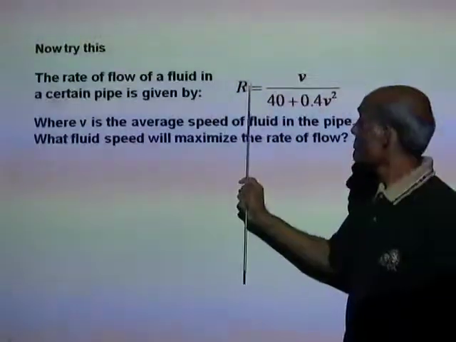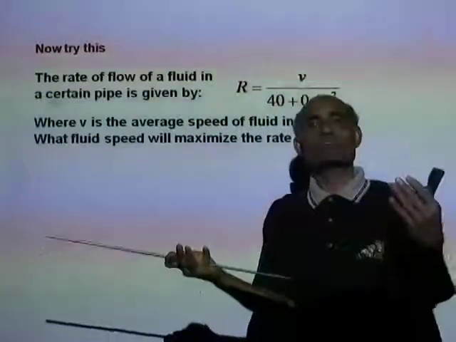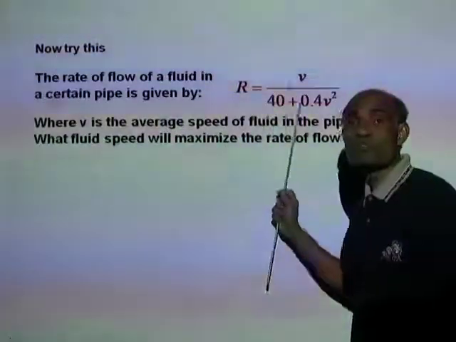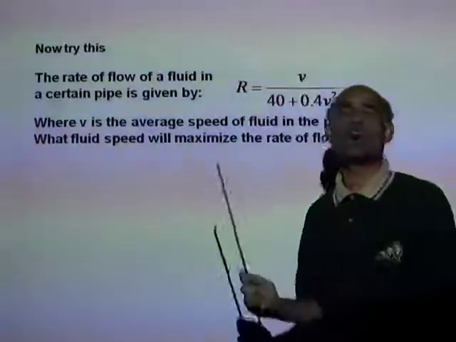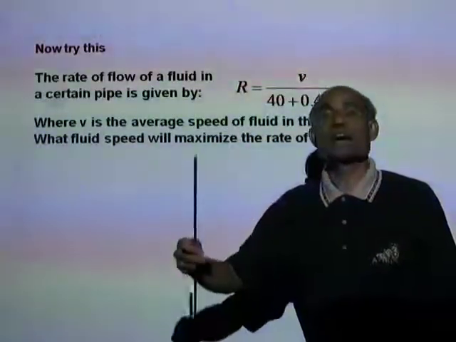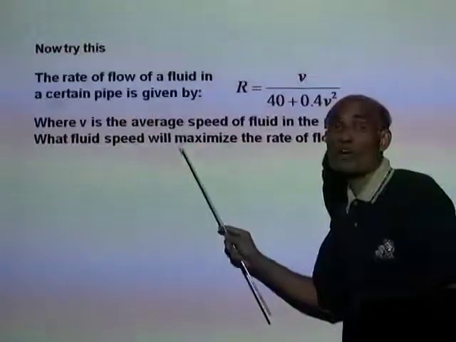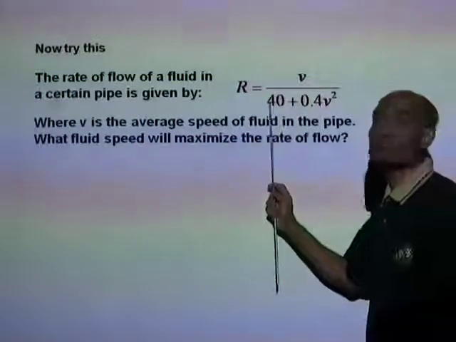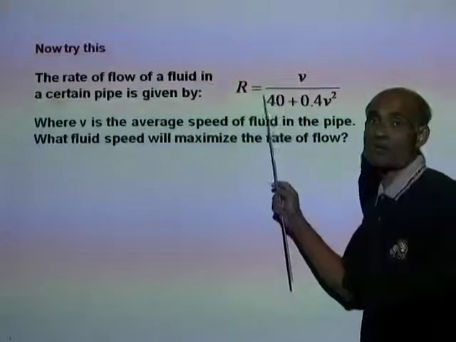Well, here R is given as a function of V, so you don't need to worry about eliminating any variable. All you need to do is find the derivative of this with respect to V, set it equal to 0 and solve for V, and then find the second derivative and show that at that V the second derivative is negative, because at a maximum the second derivative is negative. I hope you know how to find the derivative of quantities like this. Now try that on your own.